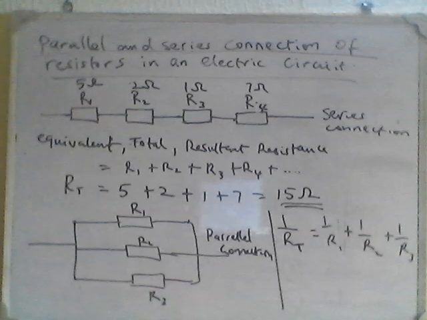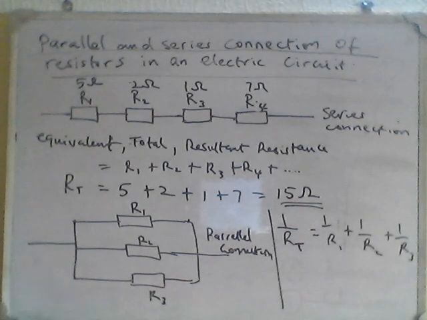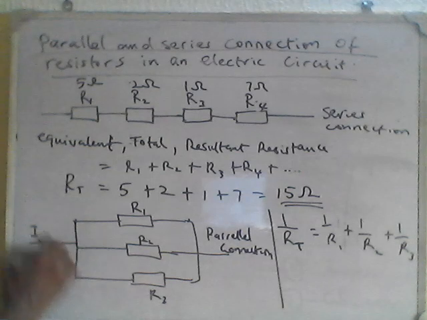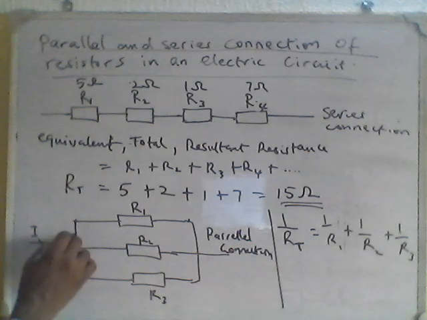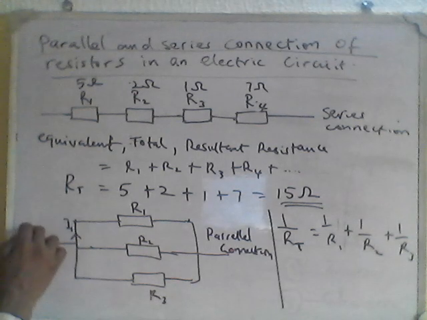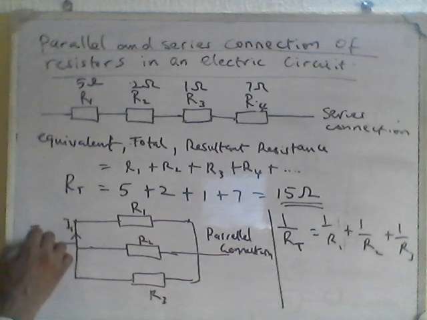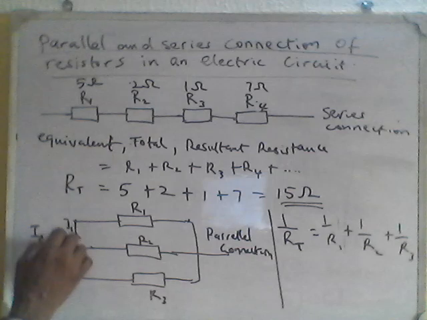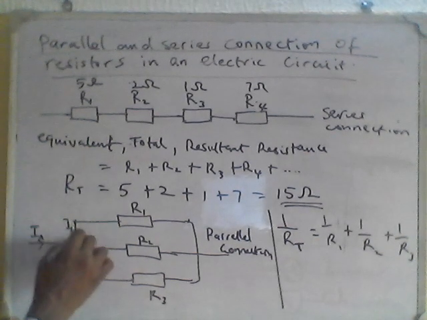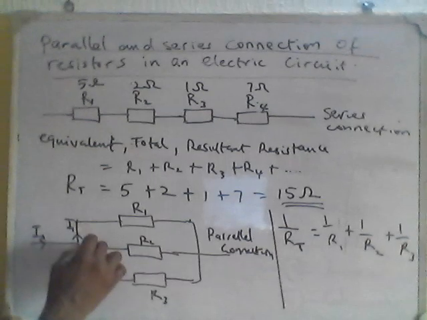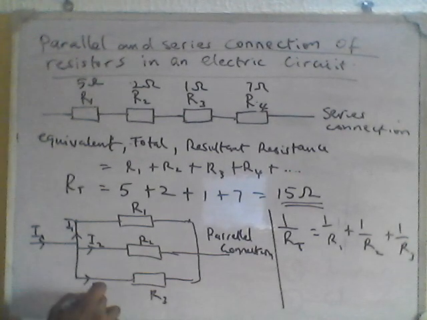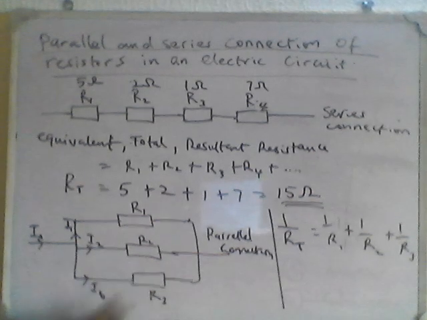But the high point of this kind of connection is that this current that flows in through like this would, when it comes here, it splits into different components. Let's call this current IA. When IA comes in here, it splits into 3 current components. Let's say I1, I2, I3. This effect is because the resistance in each of these branches is different.